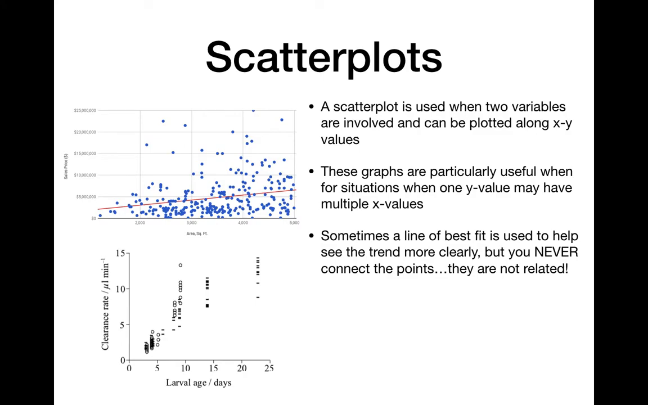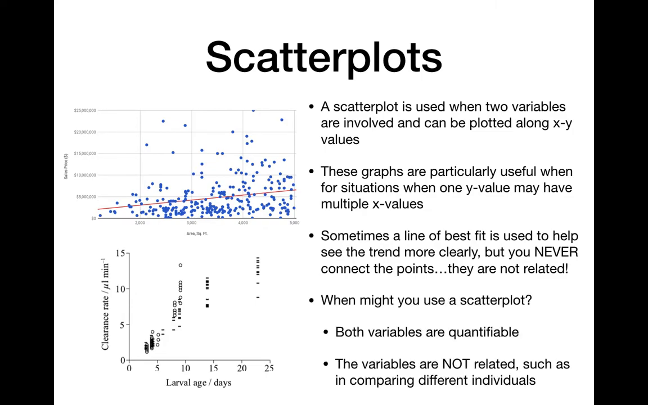Sometimes you put a line of best fit, but you never ever connect the dots because they're not directly related. It's not happening over time. Connecting the dots is a different type of graph completely. This is showing that there is a pattern, but it's not related to the same individual over time. Okay, so here's when you have both variables quantifiable, but they're not related. Like we're comparing different individuals, a scatter plot is the best one.